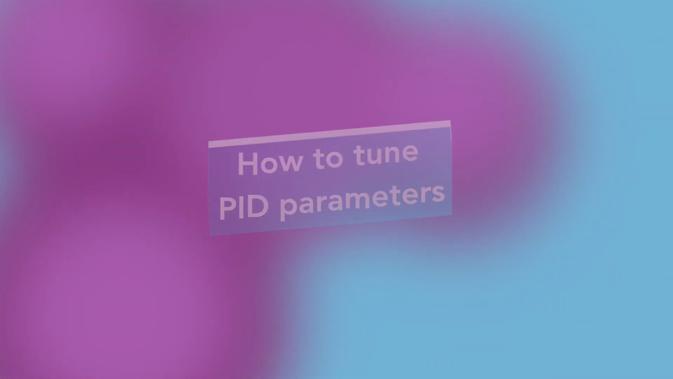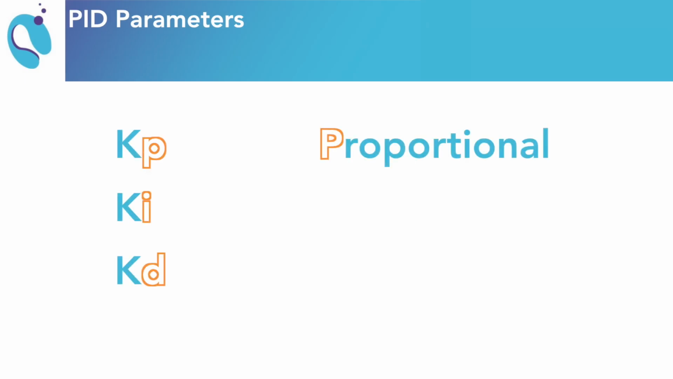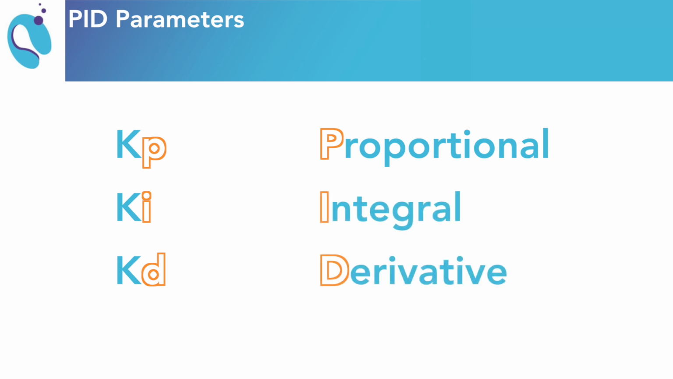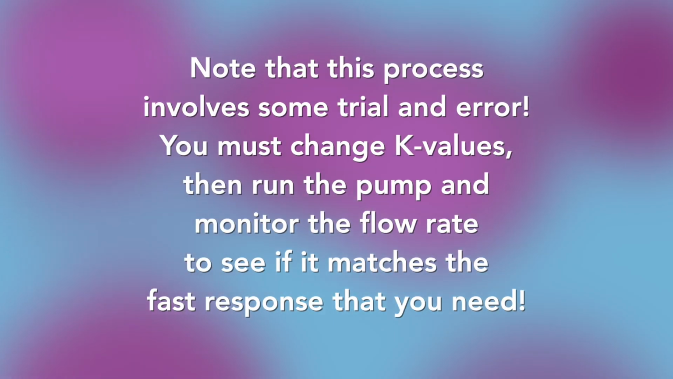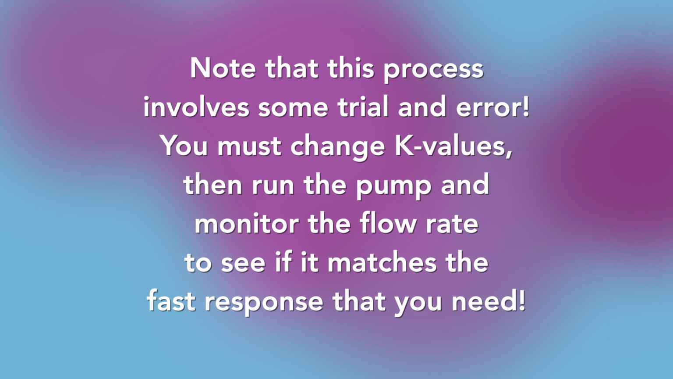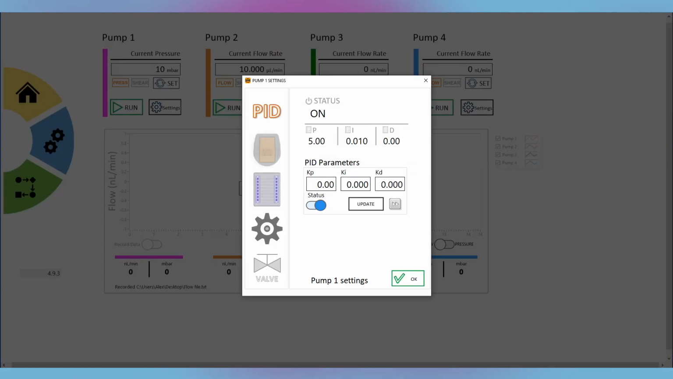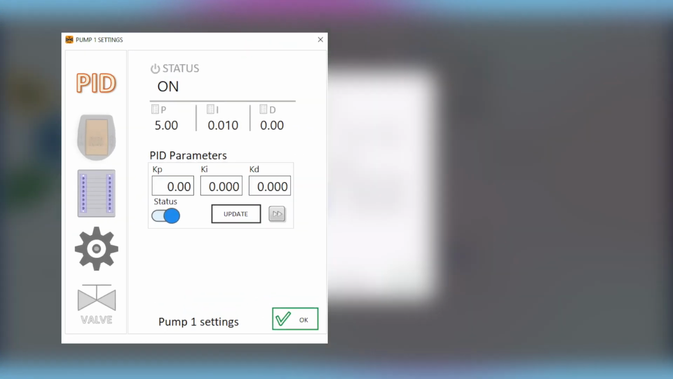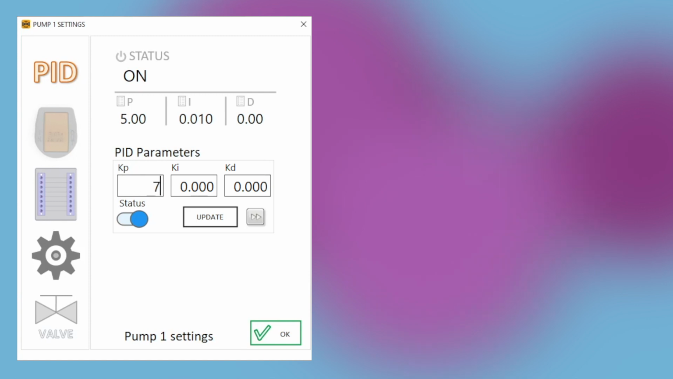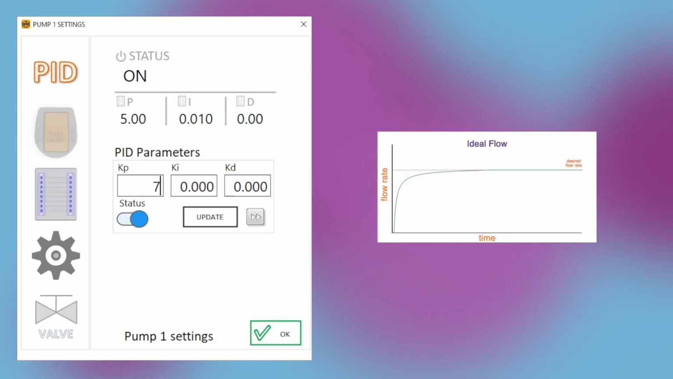Now, we'll look at tuning the PID parameters. The coefficients Kp, Ki, and Kd correspond to proportional, integral, and derivative respectively. First, set all parameters to 0. Then, increase Kp until the dynamic response of the pump is fast to your liking.